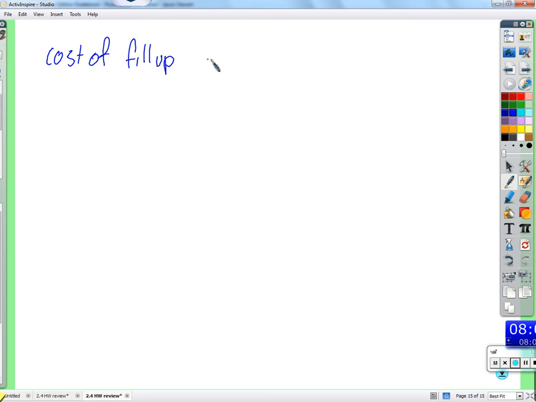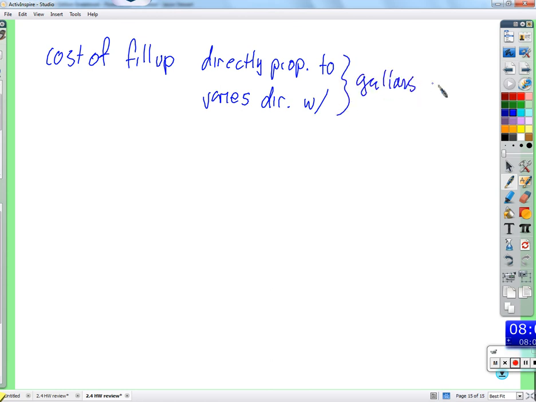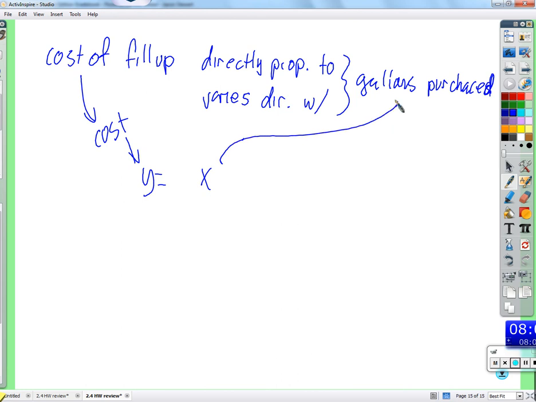Is directly proportional to, or varies directly with what? Gallons purchased. Let's see. Can we write that equation? Y equals, what's y? Cost to fill up. The cost. Right, this stuff right there. Cost is equal to, well, x would be the number of gallons.